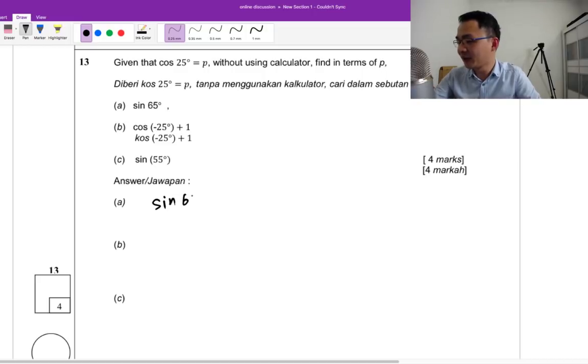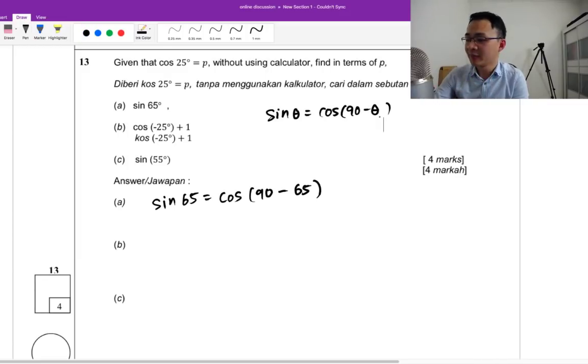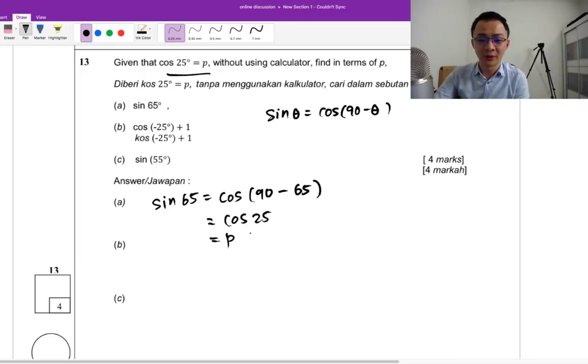sine 65 basically will equal cos of 90 minus 65, because we actually have the formula like this: sine theta equals cos of 90 minus theta. So basically, we apply it into this formula, so you will get cos 25. Cos 25 equals P, then you will get P here. Okay, so this is how we do this kind of question.